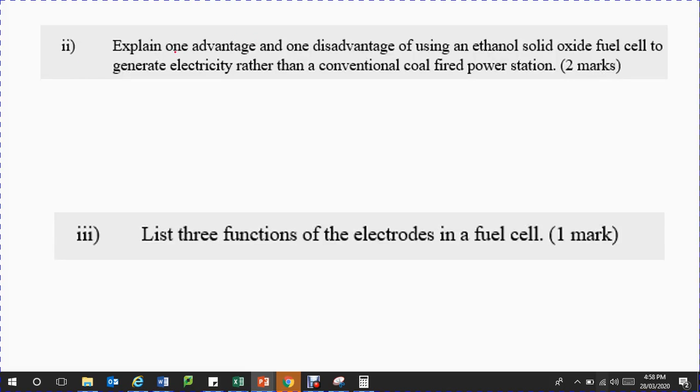Part 2. Explain one advantage and one disadvantage of using an ethanol solid oxide fuel cell to generate electricity rather than a conventional coal-fired power station.